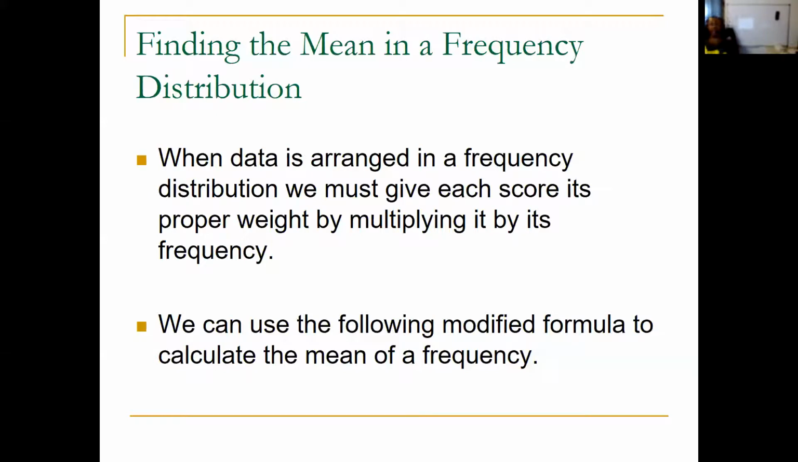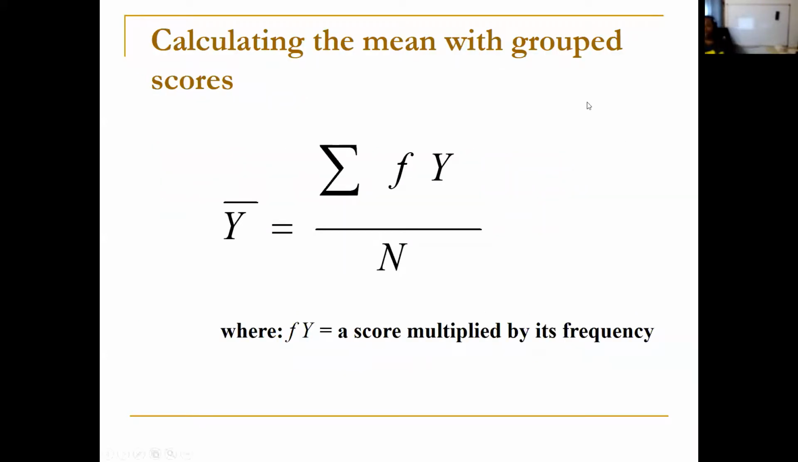Now, when data is arranged in a frequency distribution, then it gets a little bit more complex, okay? So what we want to do is make sure that we're giving each score its proper weight by multiplying it by its frequency. So we're going to use this modified formula to calculate the mean if we have a frequency distribution. The mean of y is equal to the sum of the frequency multiplied by the raw score. So you take the frequency, multiply it by the raw score, and find a number. You add those numbers all together, then you're done with the numerator, and you divide by n, which is the total number of cases.